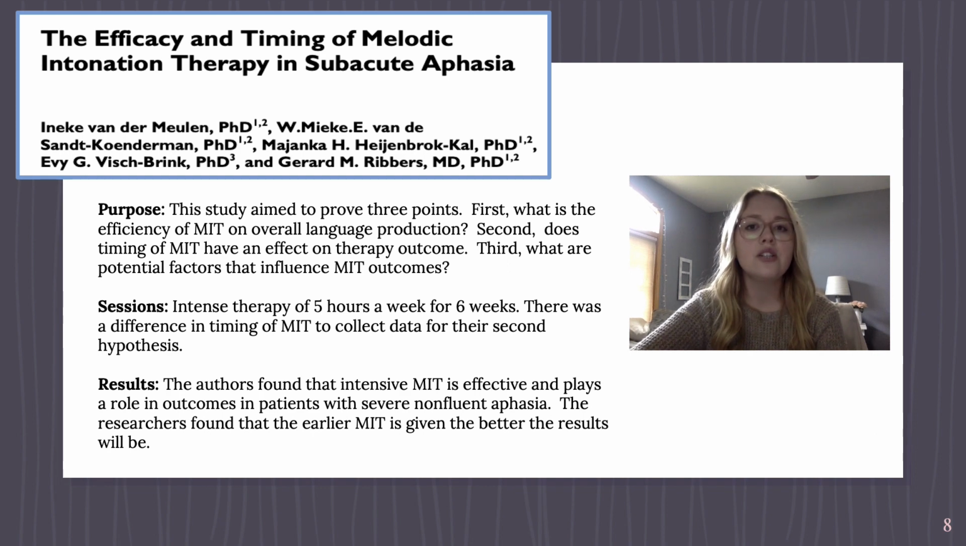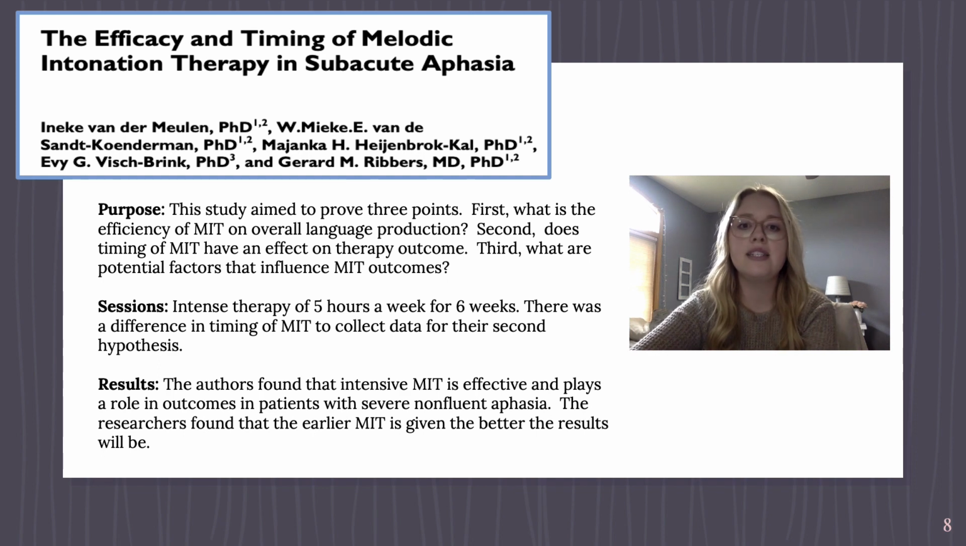The sessions were very intense, 5 hours a week for 6 weeks. There was a difference in timing of MIT to collect data for their second hypothesis. This just meant that the treatment group received therapy for the first 6 weeks, and then once they were finished, the control group received therapy for the 6 weeks to see who had the better outcomes in reference to timing. Baselines were collected on all patients at the first session.